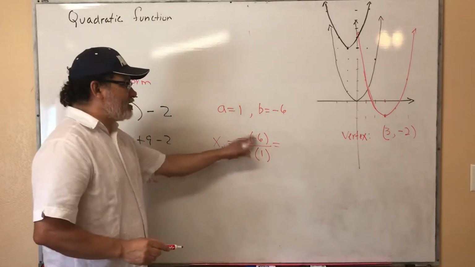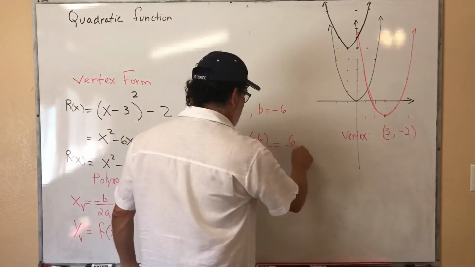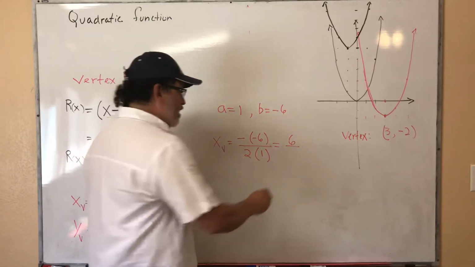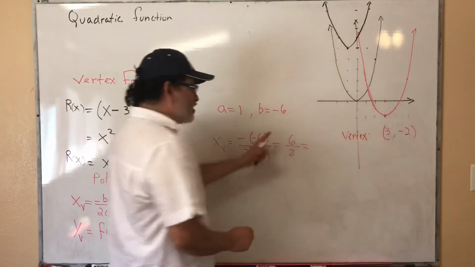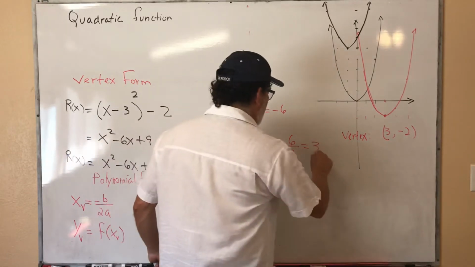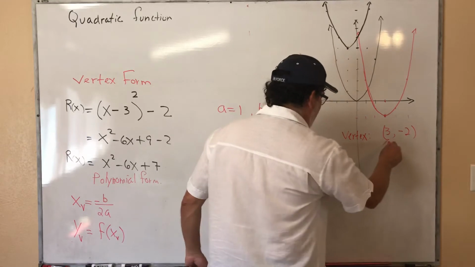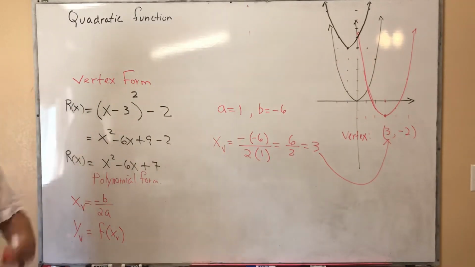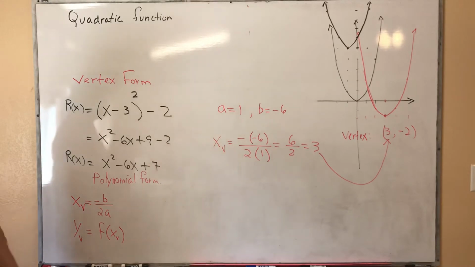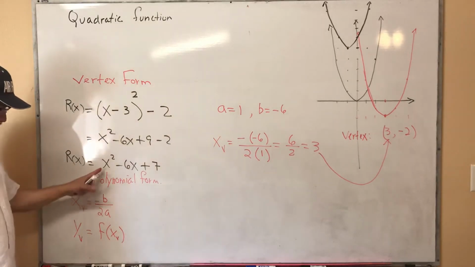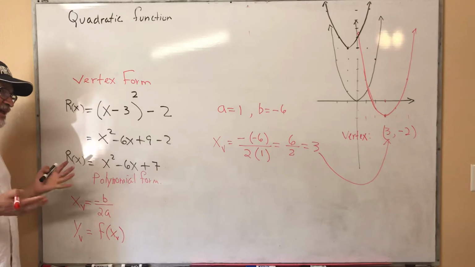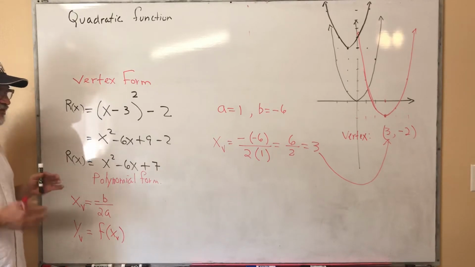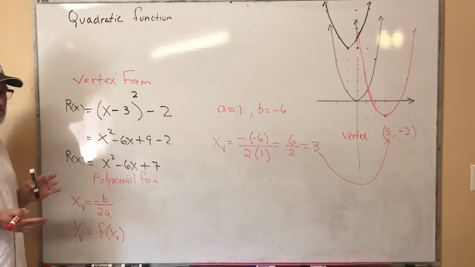What's a negative times a negative 6? 6. What's 2 times 1? 2. What's 6 divided by 2? 3. Yay! Got the first one. That's the x-coordinate of the vertex. Got it? Do you see this? I got the x-coordinate of the vertex.